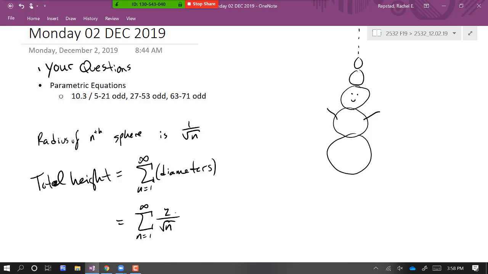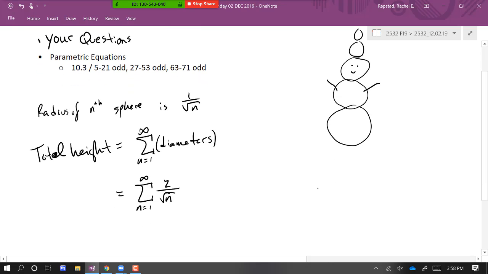It is like a P-series. What does a P-series look like? 1 over n to some power. Right, so a P-series is specifically 1 over n to the p. We have this factor of 2 here. What can we do with that? Yeah, we could pull out constant factors. So you can model it as a P-series and then just determine what happens to that height.